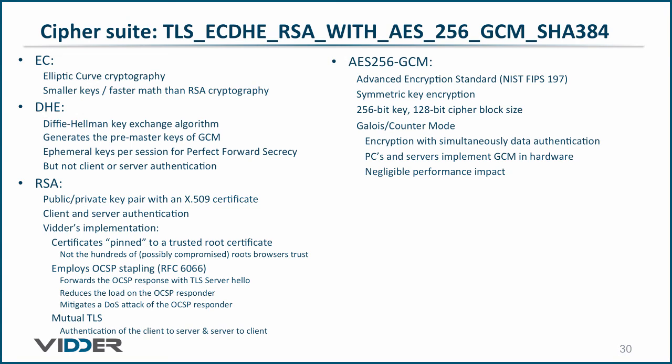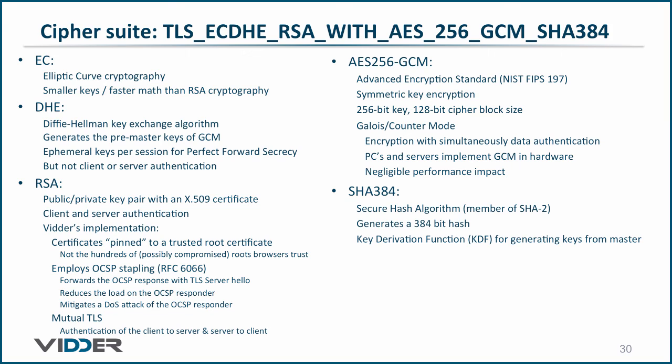AES 256 GCM means that this TLS suite uses the advanced encryption standard for symmetric key encryption with a 256-bit key and a 128-bit cipher block size. GCM is the Galois counter mode, which does both encryption and data authentication at the same time. As we saw previously, PCs and servers implement GCM in hardware, which means there is negligible performance impact for encrypting data.